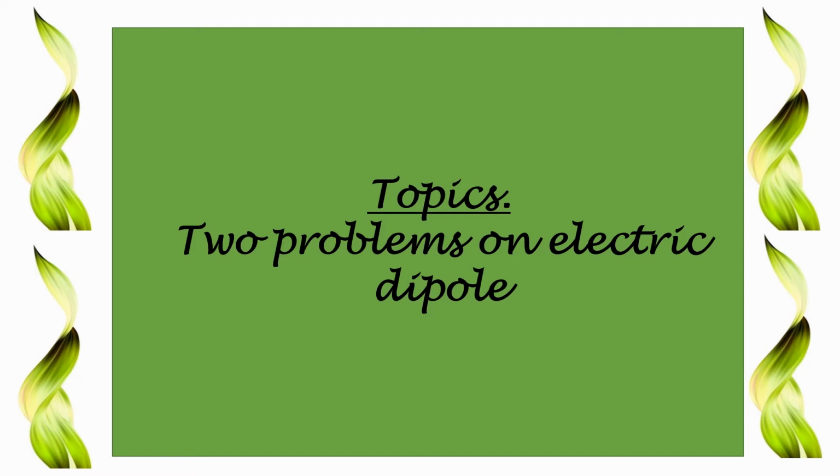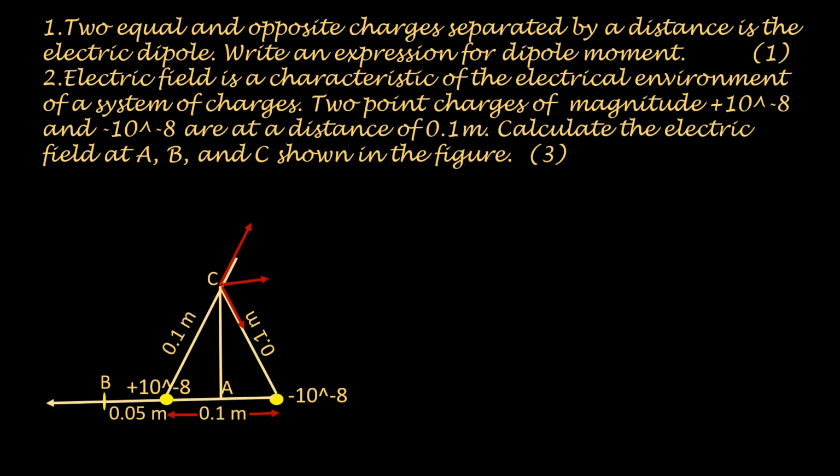Let us continue. We will do this problem now. Two equal and opposite charges separated by a distance is the electric dipole. Write an expression for dipole moment. It is very simple. P, the dipole moment, is equal to 2qa. Dipole moment is a vector. The direction is from negative q to positive q.